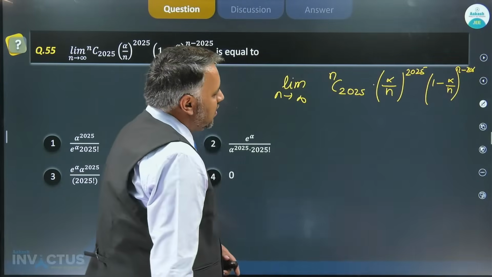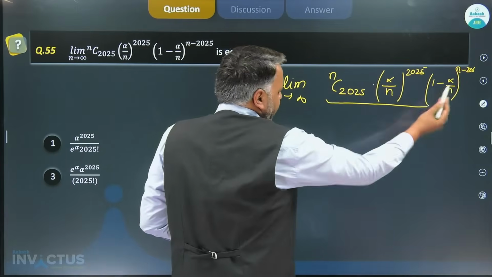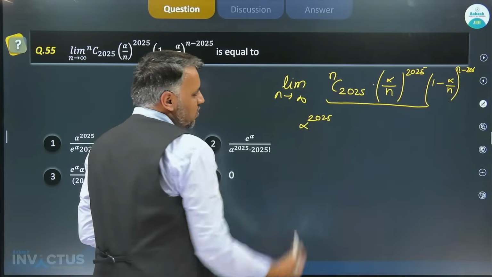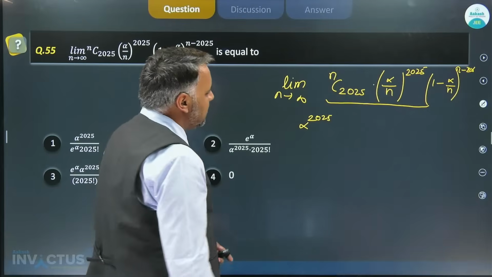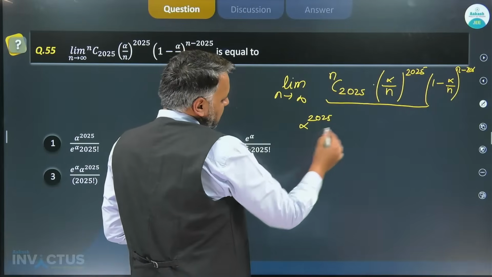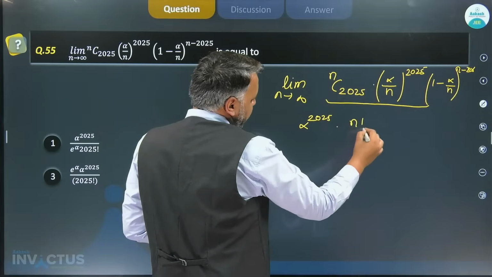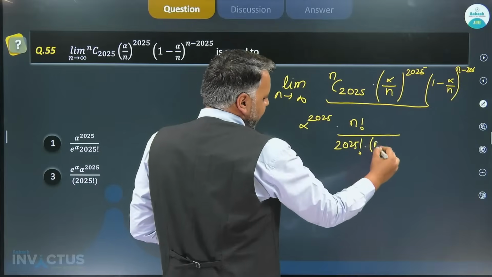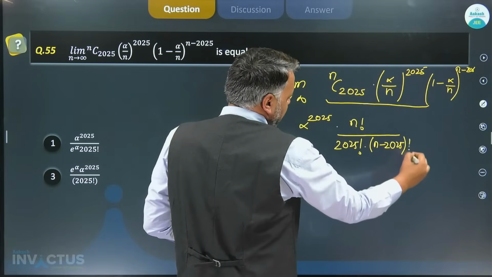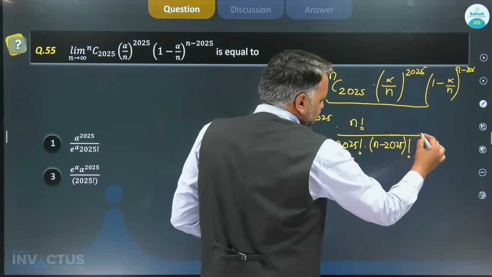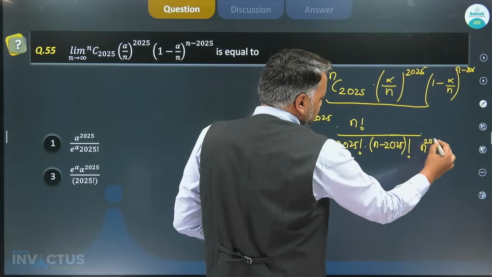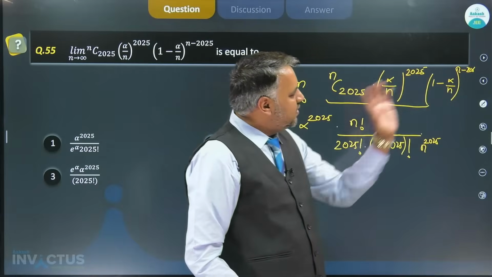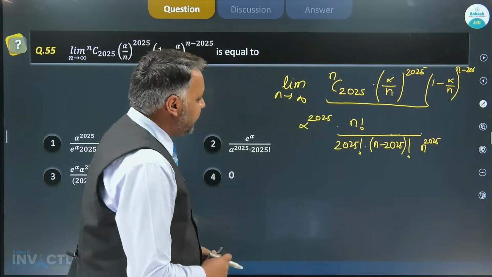Okay. So let's simplify this portion. One term, that alpha power 2025, will be a constant term here. Taking it inside and expanding this, this will be n factorial divided by 2025 factorial and n minus 2025 factorial, and divided by n power 2025. First observe this portion, and this portion let's solve it the second time.